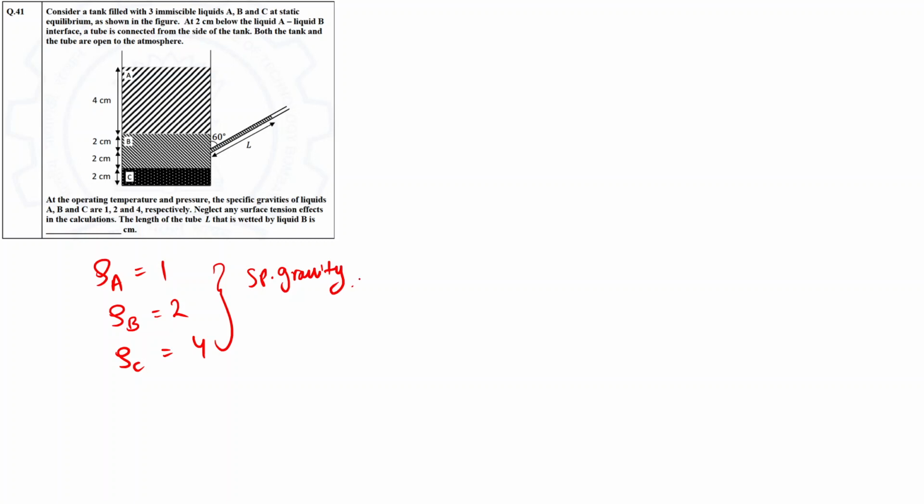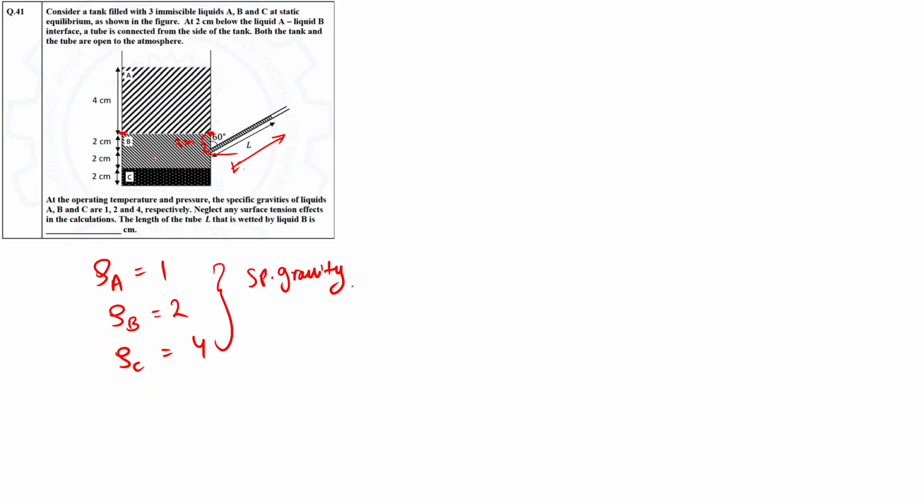All these three are specific gravity. Now we have been given that 2 cm below the liquid AB interface, a tube is connected. So basically this is our AB interface, 2 cm below this, we are connecting this pipe. And then we have been asked to find this length.